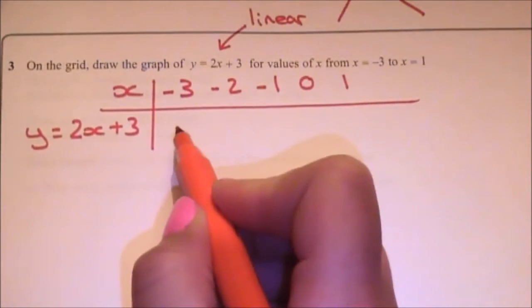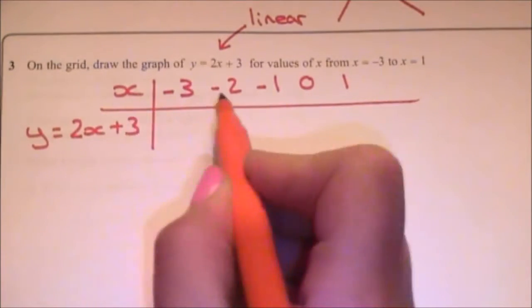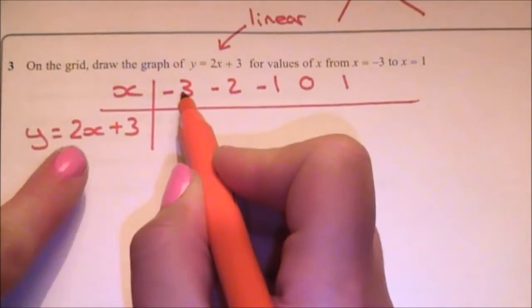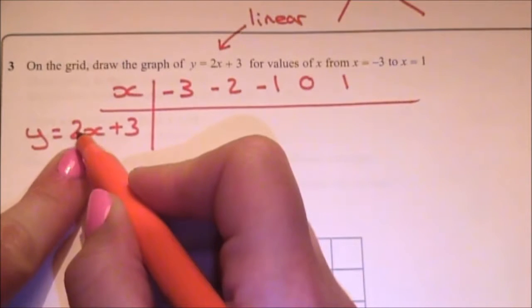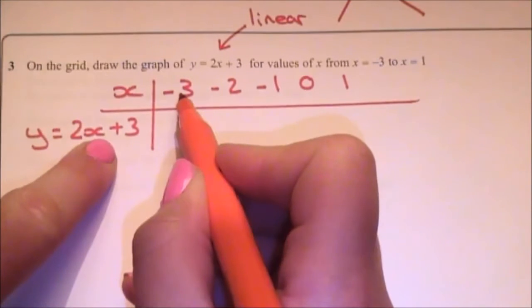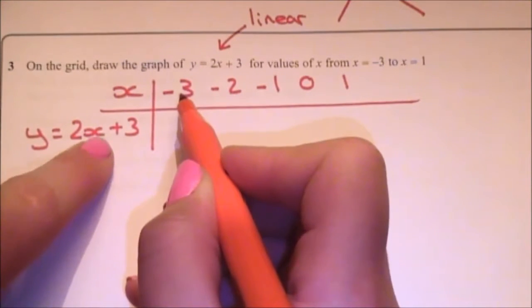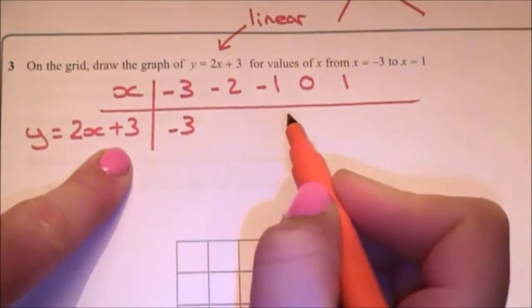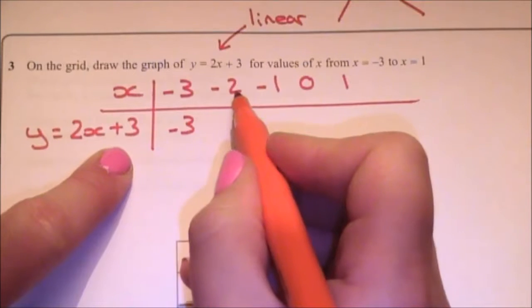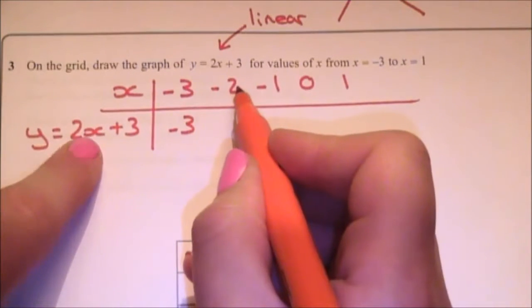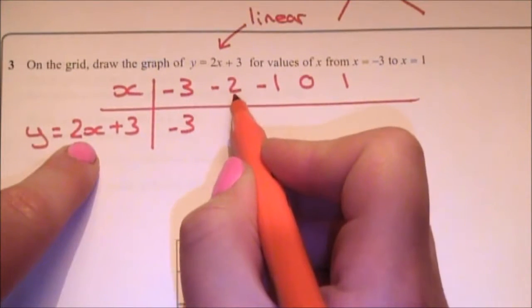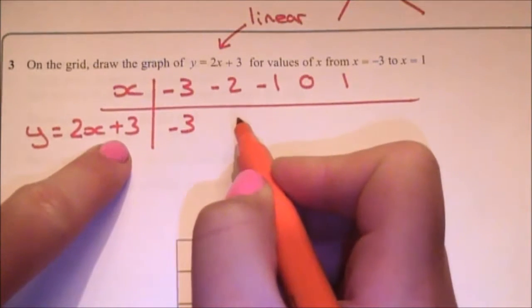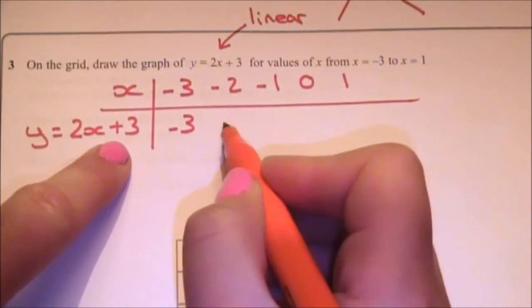Now I'm going to find the values for y. So when x is -3, y is going to be 2 times by -3, which is -6. Add 3 is going to leave me with -3. When x is -2, we've got 2 times -2, which is -4. Add 3 is going to leave me with -1.